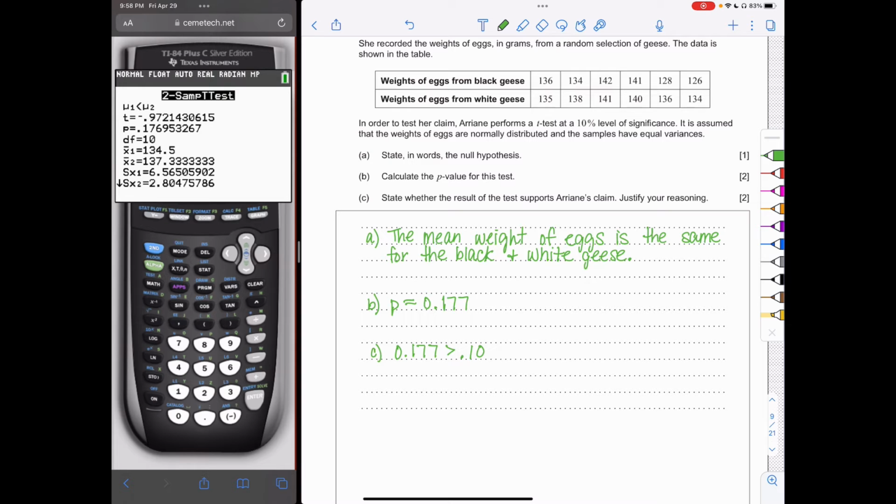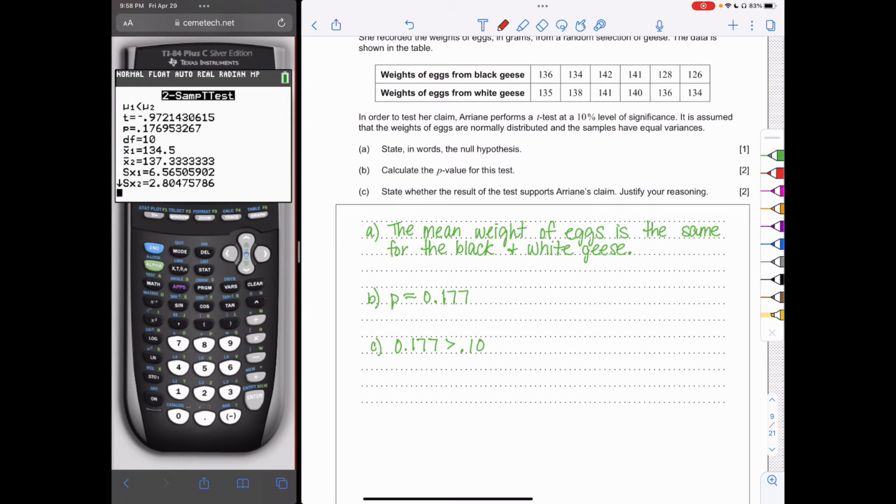So because my p-value is less than the significance level, and I have shown the actual numbers here, I can easily say that because of this, we are going to fail to reject the null hypothesis. And therefore, we already know that no, it is not supported by the evidence.